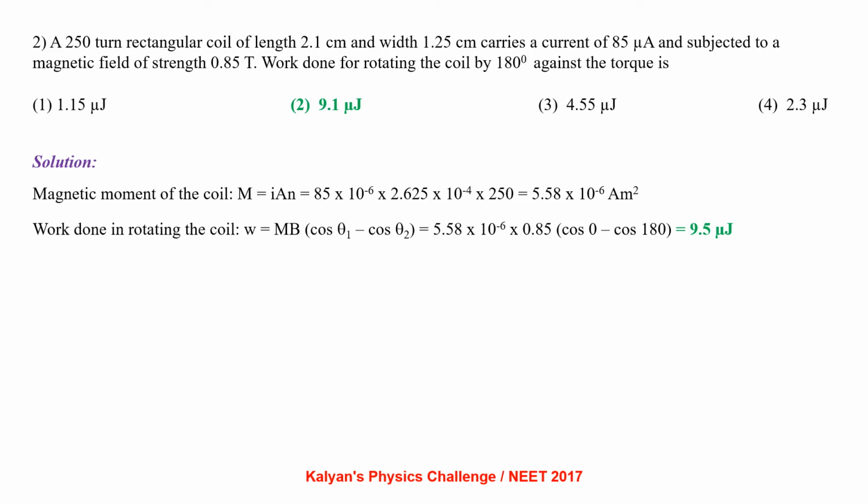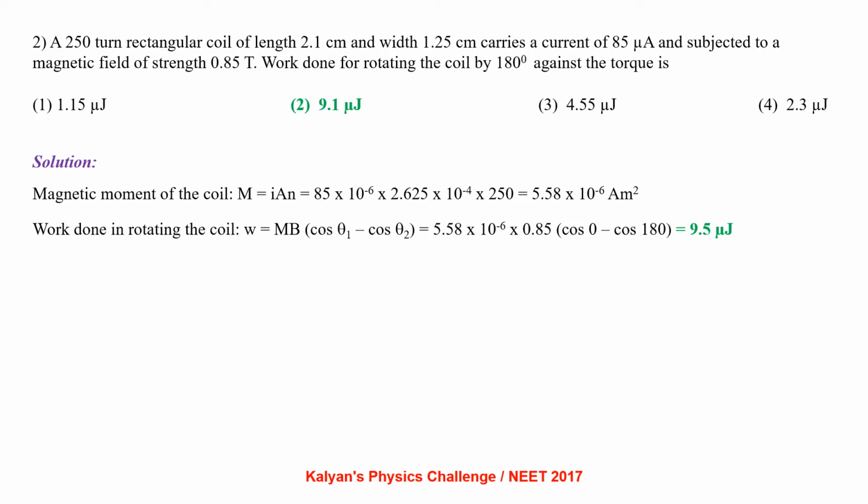As you can see from the given data, let us calculate the magnetic moment of the coil given by the formula IAN, where I is current flowing through the coil, A is area of the coil and N is the number of turns. By substituting the values, we get the magnetic moment of the coil to be 5.58 into 10 power minus 6 ampere meter square.